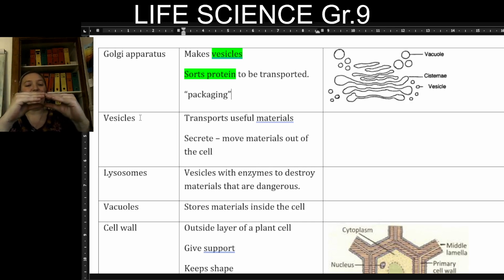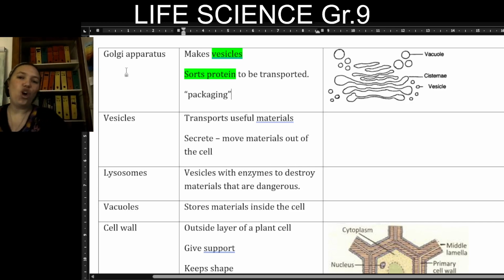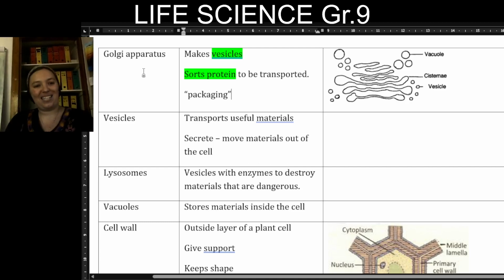Or it goes, whoops, now it's a vacuole, and there goes the vacuole, and it transports things around. And then it can come back, and it can go, cool, now I'm part of the Golgi apparatus again. So that's the Golgi apparatus.